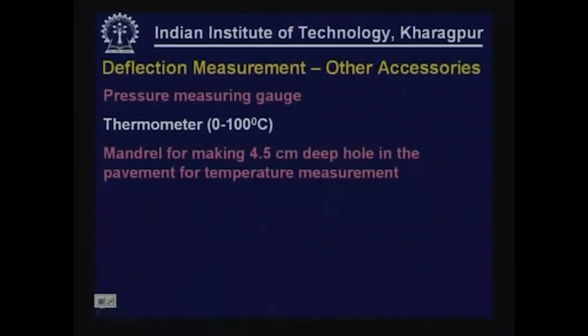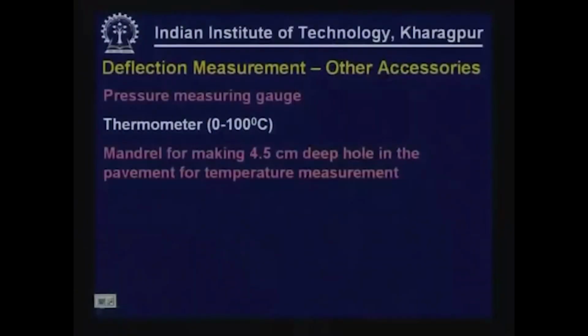We also need temperature measuring instruments, especially thermometers capable of measuring temperatures in the range of 0 to 100 degrees centigrade, because we have to measure the pavement temperature. The deflections in the case of bituminous surfacing get affected by the temperature of the pavement. So, these deflections have to be standardized to correspond to a standard temperature. We should know the temperature at the time of measuring the deflections. For that, we need a thermometer.